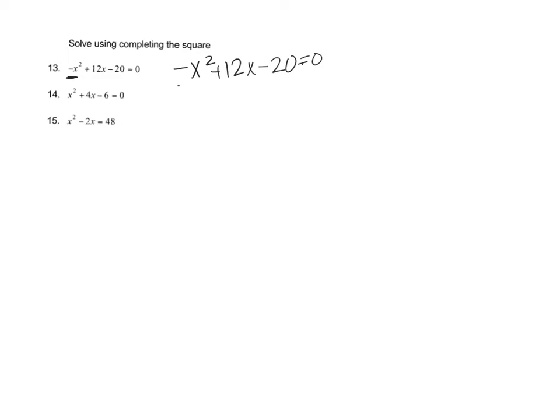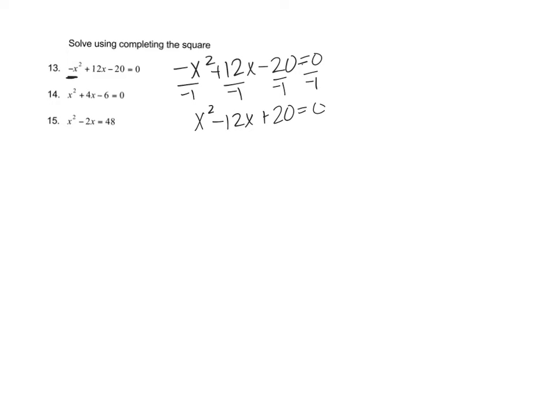All right, so these problems ask us to solve the equation by completing the square, not just complete the square. One thing that has to be true when we're completing the square is the x squared term has to be positive 1. So whatever that coefficient is, I have to divide everything by it so that I get 1x squared. Negative x squared plus 12x minus 20 equals 0. I'm going to divide it all by negative 1, and I get x squared minus 12x plus 20 equals 0.